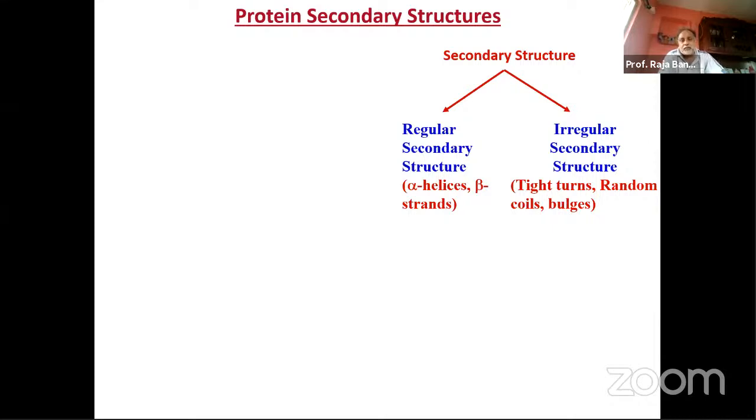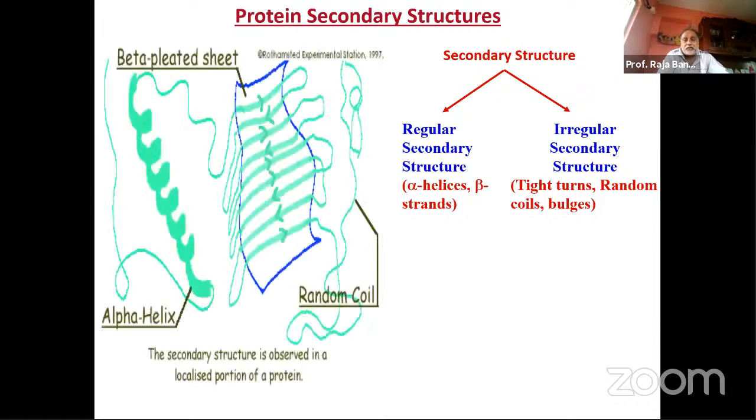These secondary structures are of two types: mainly regular secondary structures and irregular secondary structures. The regular secondary structures are alpha helices and beta strands, and the irregular secondary structures are tight turns, random coils, loops, etc. On the left-hand part, I have shown you the secondary structure. This is the beta pleated sheet.